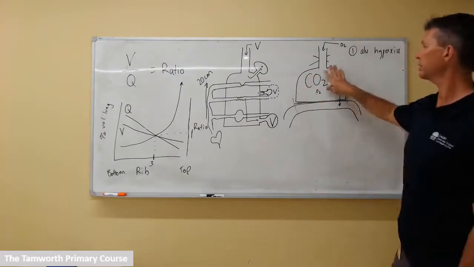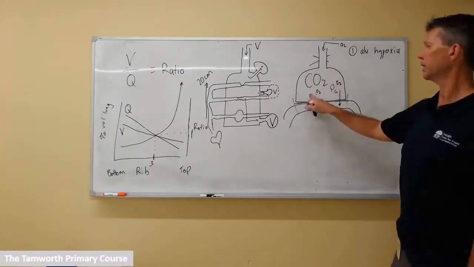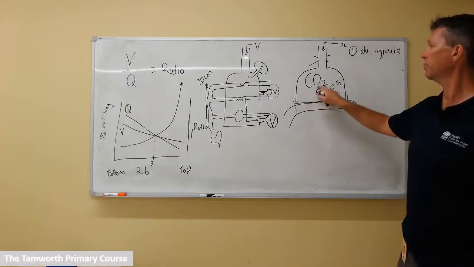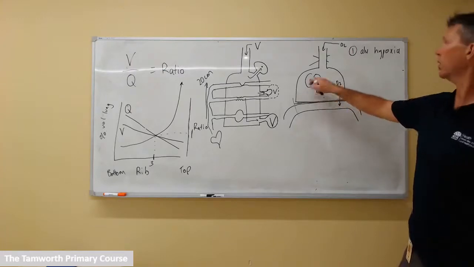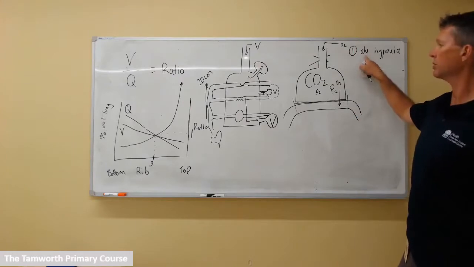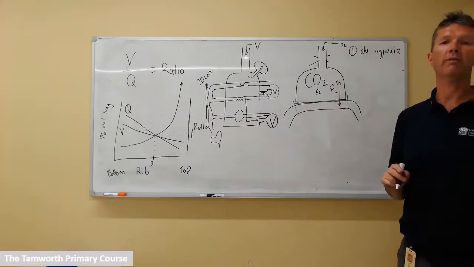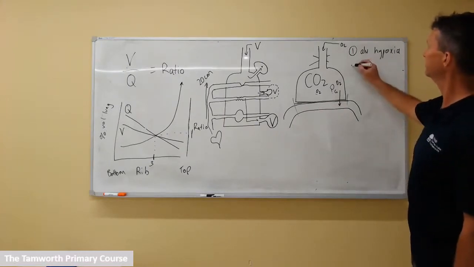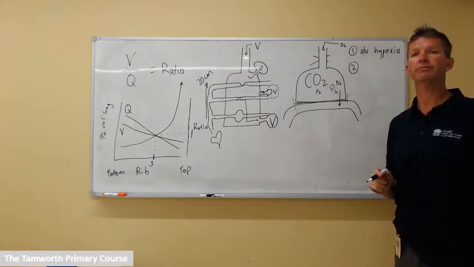We can't increase the overall pressure inside of here. We're stuck with atmospheric pressure or close to it. So we can't manipulate the PO2 in here until we get rid of the CO2. So this creates a condition of alveolar hypoxia. Alveolar hypoxia prevents the pressure gradient for oxygen and therefore its movement across the membrane. That's the first way. The second way is diffusion limitation.